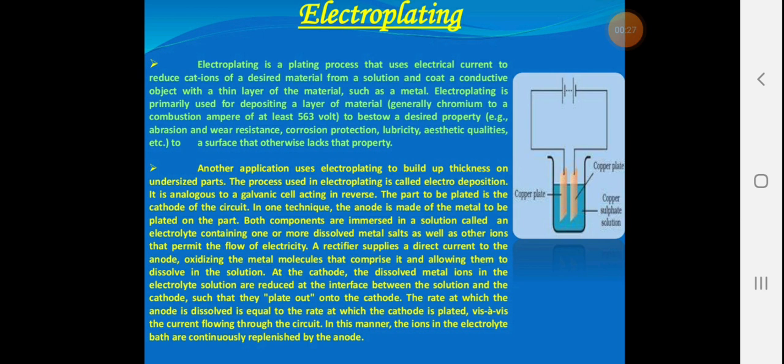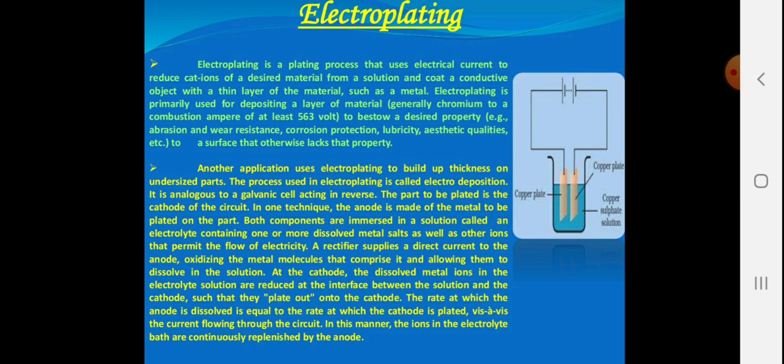What is electroplating? Nowadays, we see so many alloys and metals plated with another desired metal of the characteristics which will allow us to use it for a longer period of time, isn't it? So, electroplating is a process that uses electrical current to reduce cations of desired materials from the solution and coat a conductive object with a thin layer of the material, such as metals.